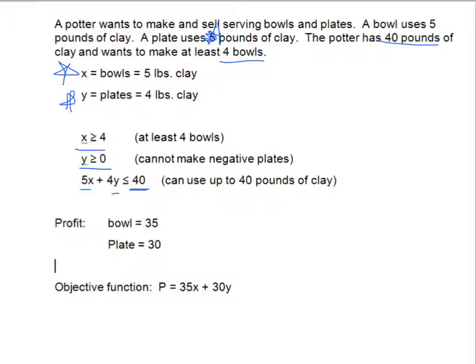Now, this is a given. It wasn't exactly written in our problem, but we know that 35 is the profit that he makes for a bowl. 40 is the profit that he makes for a plate. So therefore, our objective function is this guy right here.